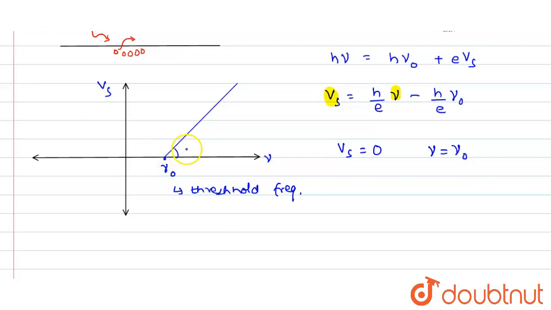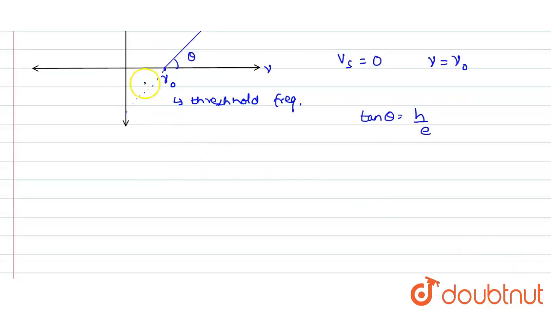And what is the slope? We can clearly see that, if this is our theta, then tan theta would be the slope, and it would be h divided by e. So this would be the case. Now below this, our stopping potential would become negative, or we can say that our kinetic energy would become negative, which is not possible. So generally we just draw it with a dotted line. Now this is one of the cases.